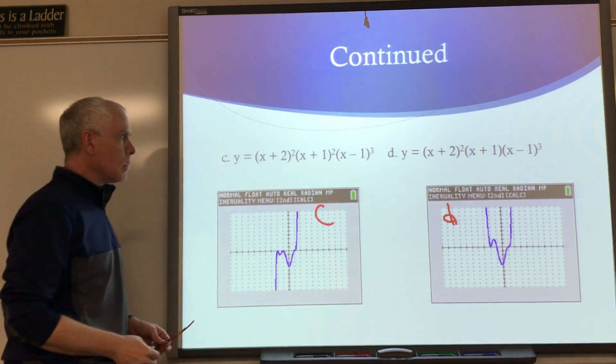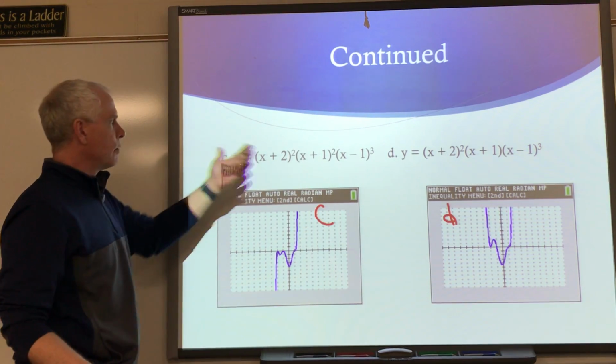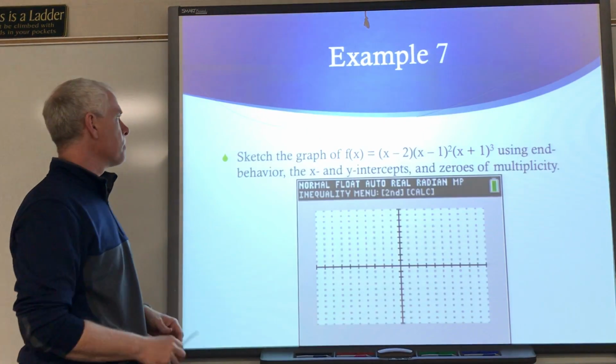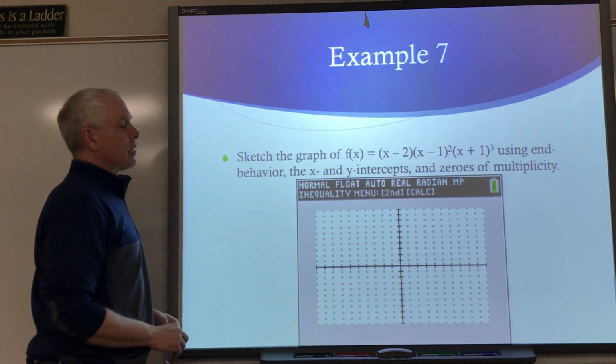Okay? Again, you have a graphing calculator in front of you. You could graph these and match them. But this is what we should learn about multiplicity. Okay? All right, so sketch the graph.